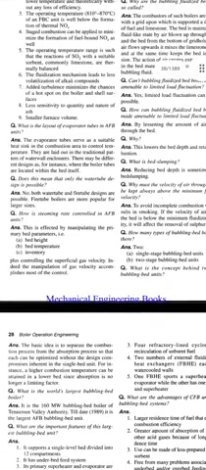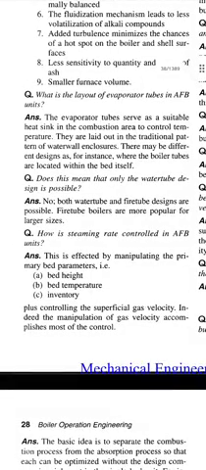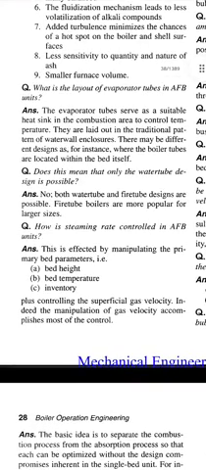So we can see the next question. What is the layout of evaporator tubes in AFB units? The evaporator tubes serve as a suitable heat sink in the combustion area to control temperature. They are laid out in the traditional pattern of water wall enclosures. There may be different designs, as for instance, where the boiler tubes are located within the bed itself.